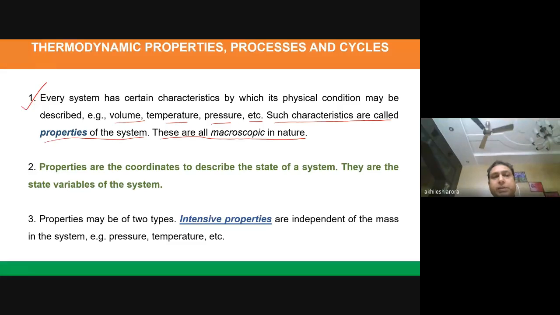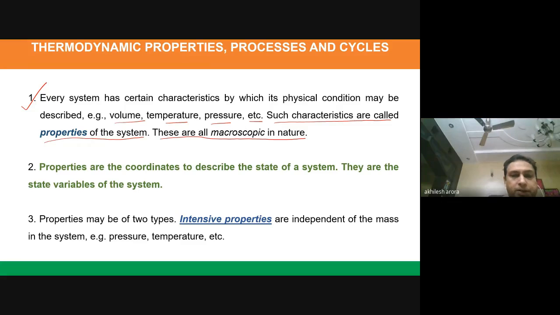Okay, so basically when we talk about properties, they describe the system actually. Properties are the descriptive characteristics of the system. You talk about pressure, temperature, volume; these are the properties. So properties are the coordinates to describe the state of a system. They are state variables of the system.